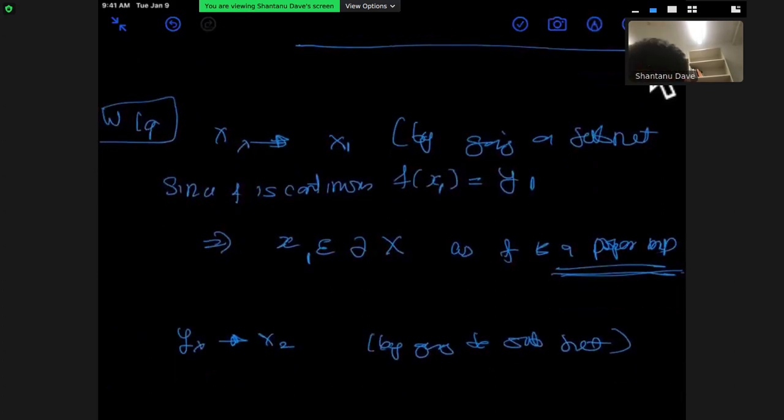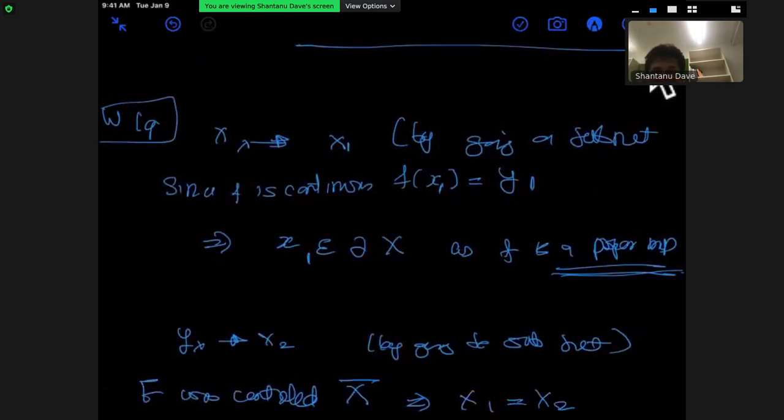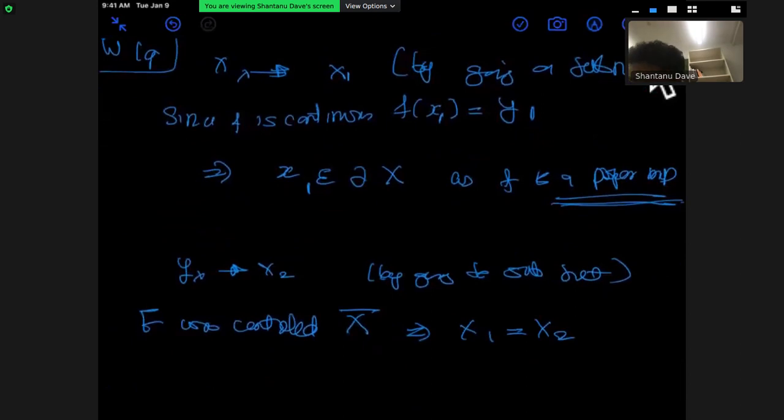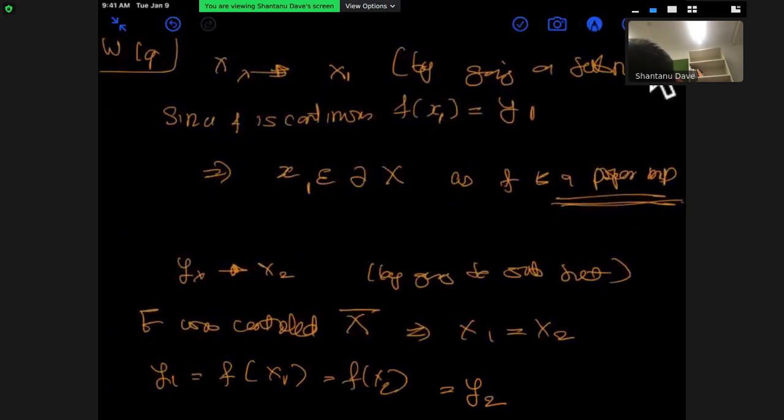But now E was controlled by the compactification x bar. That implies that x1 should be equal to x2. Okay. And once you have this condition, what does it imply by continuity? By continuity, y1 is f of x1 equals f of x2 equals y2. And of course, it then belongs to the boundary. And you're done.